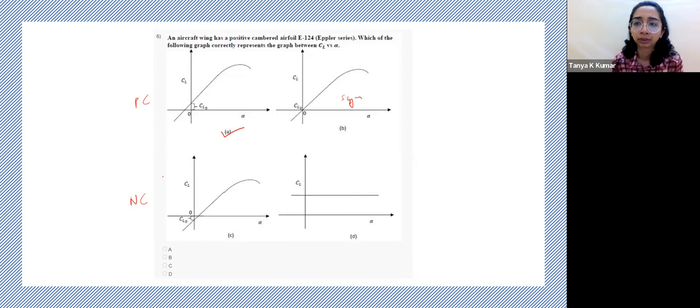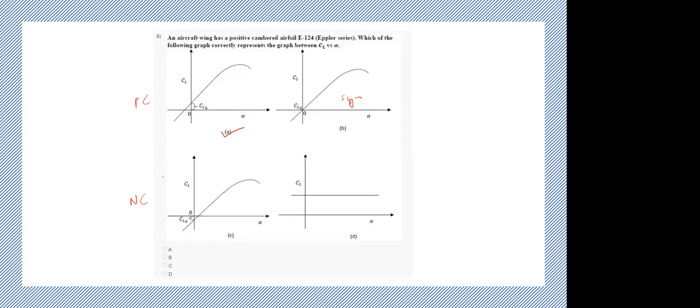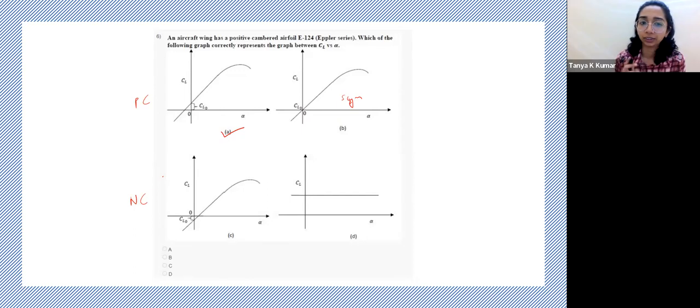Where do we use negative camber? Anyone has any idea? Why do we use negative camber? Maybe sometimes at tail surfaces for horizontal stability. Okay. So you guys look this up and let me know in the next class where these negative camber airfoils are used. Just tell me in the next class, okay?